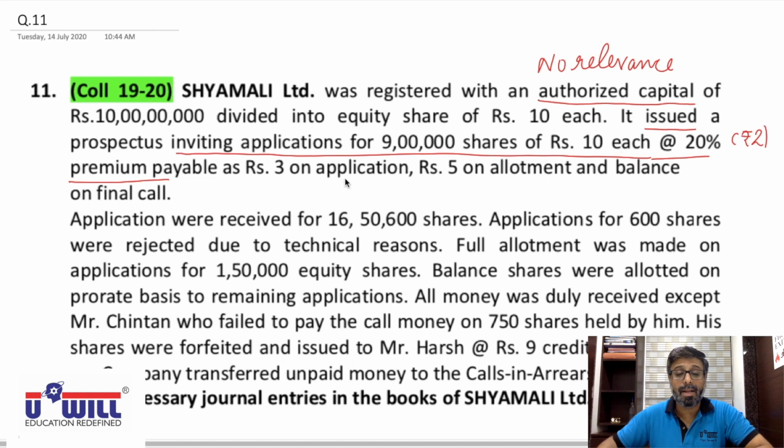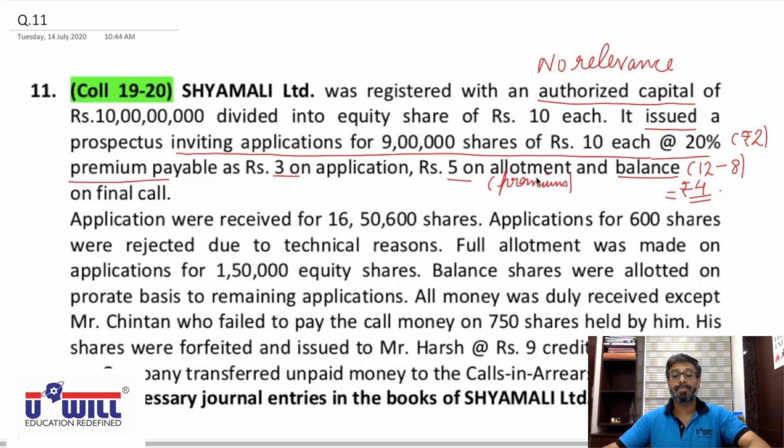Now, how is it payable? 3 on application, 5 on allotment, and balance on final call. Now, what balance? 3 plus 5 is 8. With 20% premium of 2 rupees, we have to collect 12 rupees. So out of 12 rupees, 3 plus 5, 8, is for application and allotment. So how much will be the balance on final call? 4 rupees.